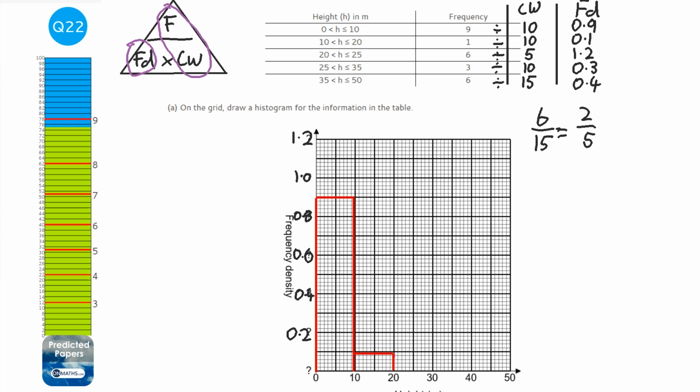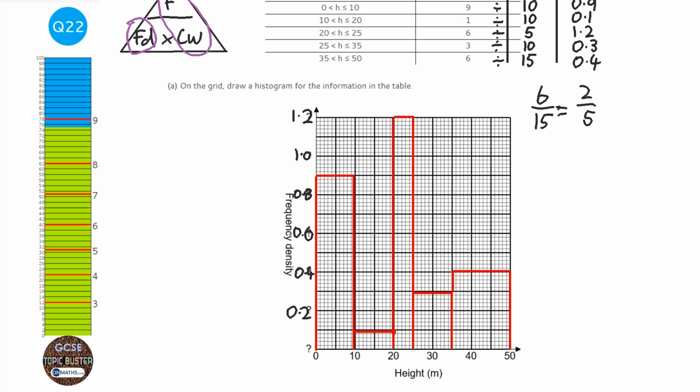So 20 to 25, so we've got to be careful with this one, because it's only 1 square across. Let's try and get it as close as I can. So that's 1.2, but it's only 1 square across. Okay, next one, 25 to 35 is 0.3, so that would be there. And last one is 35 to 50 and 0.4. So we go up 1 and then we finish that off.